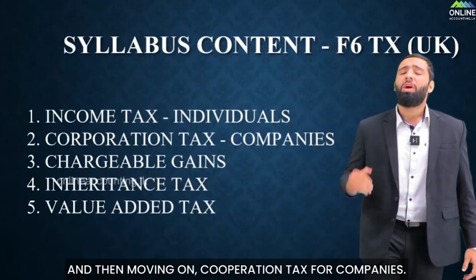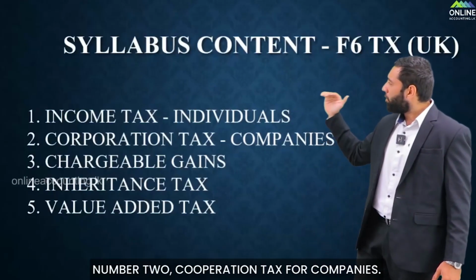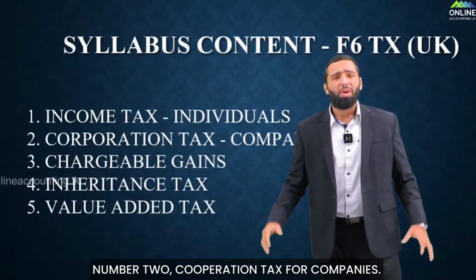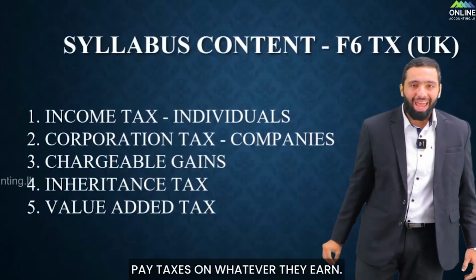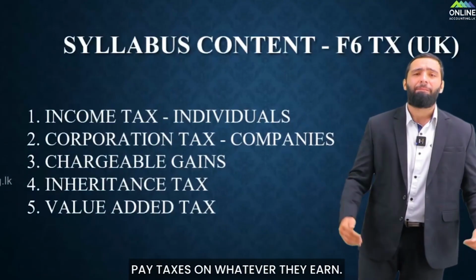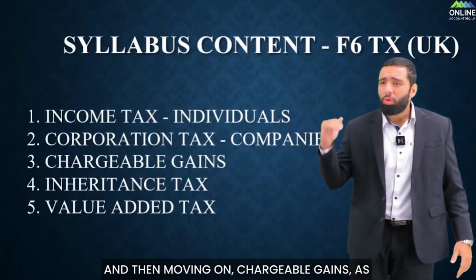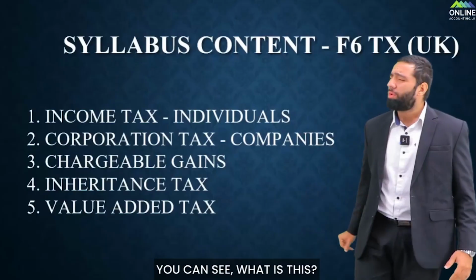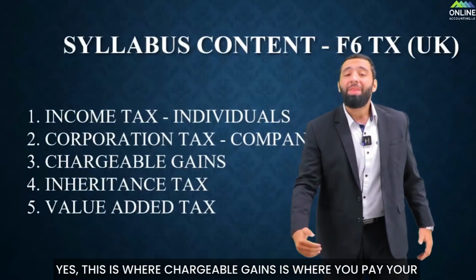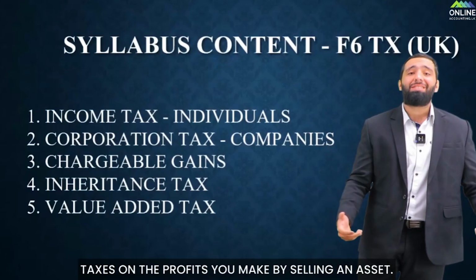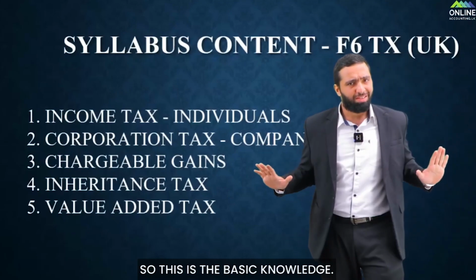Moving on, corporation tax for companies. As you can see, there are 5 points. Number 2, corporation tax for companies. What is this? This is where companies pay taxes on whatever they earn. So this is the basic knowledge that you need to have. And then moving on, chargeable gains. What is this? Chargeable gains is where you pay taxes on the profits you make by selling an asset. So this is the basic knowledge.